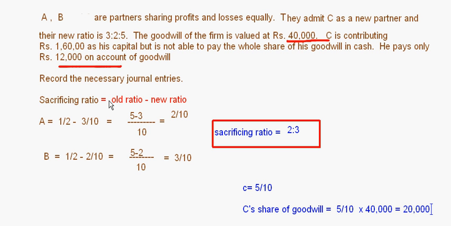So C's share of goodwill is 20,000, out of which he is bringing only 12,000. So what is the shortage here? The shortage is 8,000 rupees. So that 8,000 rupees will be put as C's capital account debit, right? 8,000. Now the total comes to 30,000. Now this 30,000 will be divided in the ratio of 2:3, that is their sacrificing ratio.